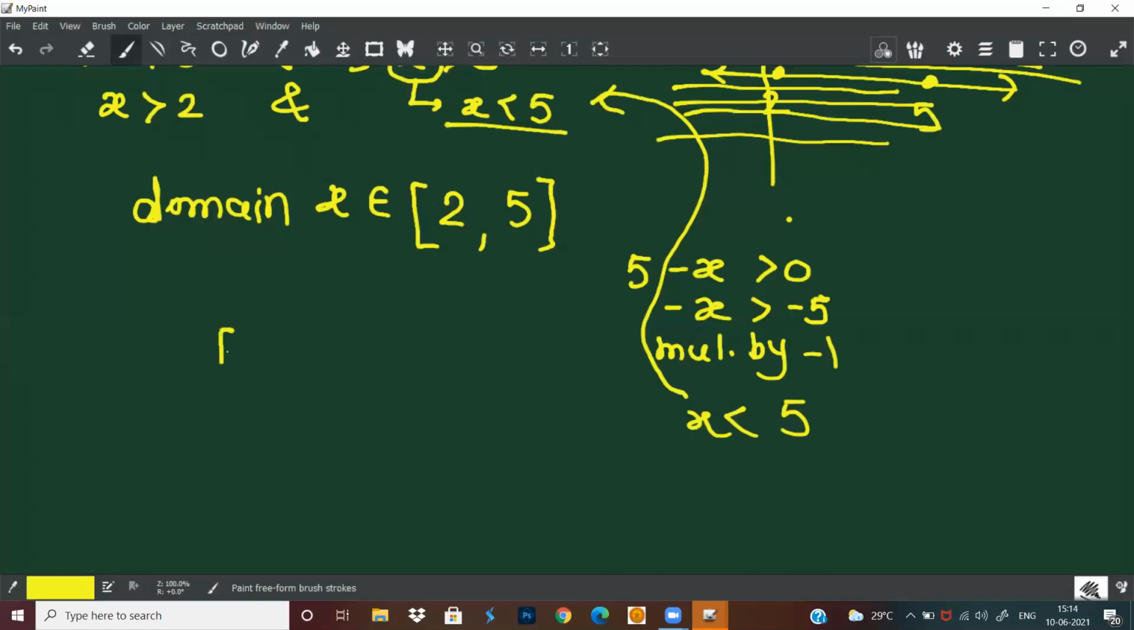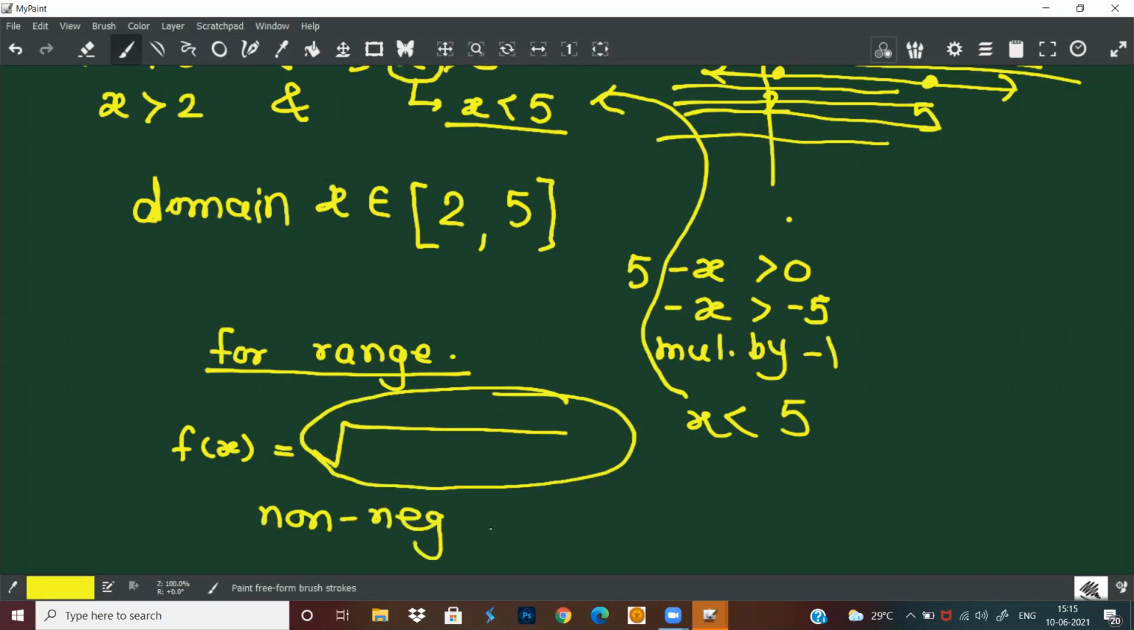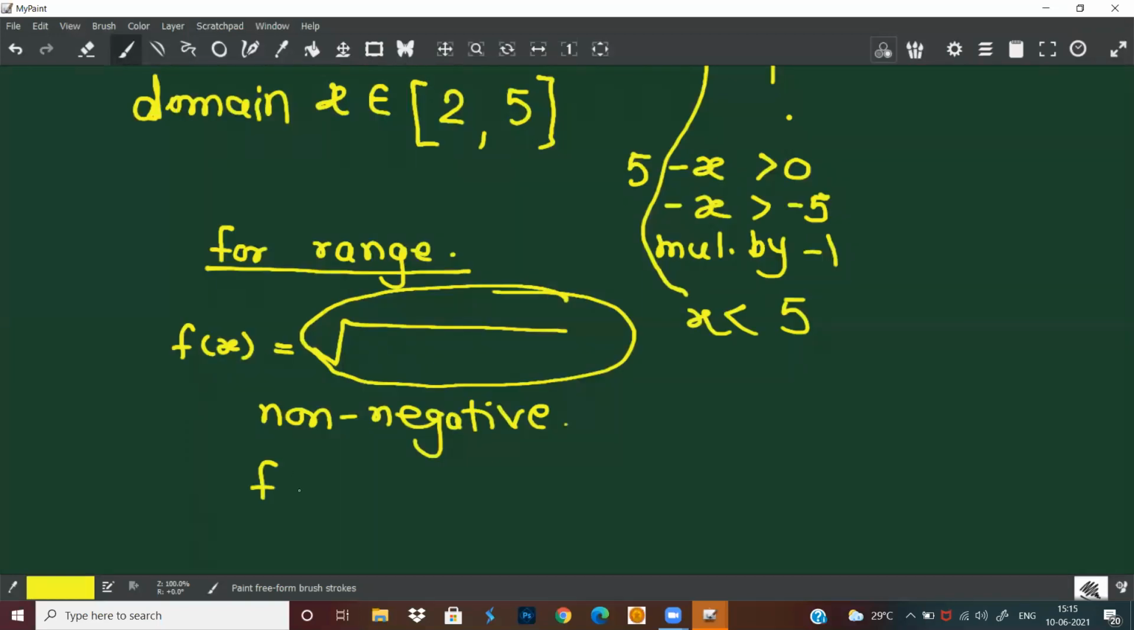Now for range, yeah, you can shift minus x, no problem. For range, what do we have to do? f of x is the root of something, so the root of any number is always non-negative. Do you know that? The root is always a non-negative number. So what do we have to do? f of x is greater than or equal to 0.